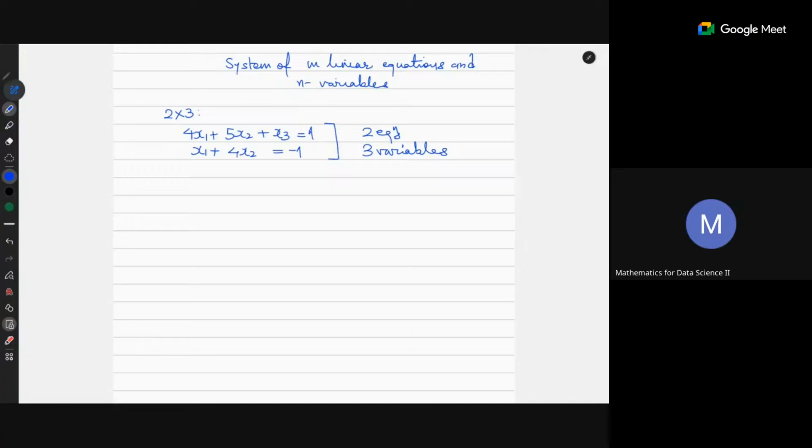So it is of 2 cross 3 order because the corresponding coefficient matrix will be of 2 cross 3 order. So if I write down the coefficient matrix, then it will be 1, 4, 0. This is the coefficient matrix A. So clearly I cannot use the square matrix techniques, for example, Cramer's rule or the invertible matrix method, to solve the system of equations. I need to come up with something new.